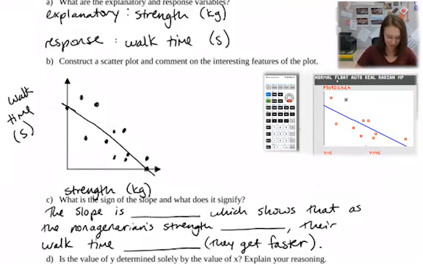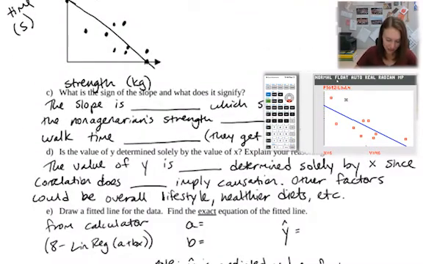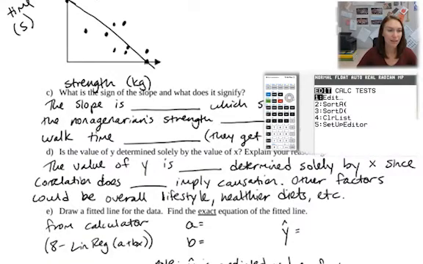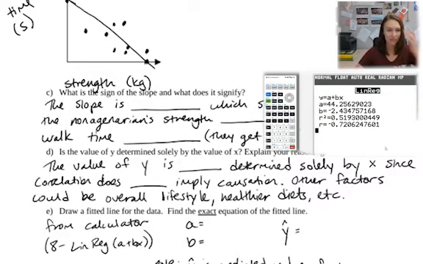All right, now, what is the sign of the slope and what does it signify? So I'm going to go back to my linear regression and just run that again really quick so I have it on my screen. So my slope here is our b value, and that's a -2. You can also tell by your graph that it had a negative slope, so the slope is negative.